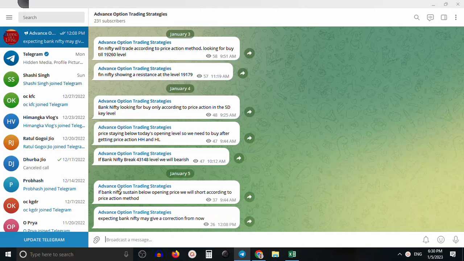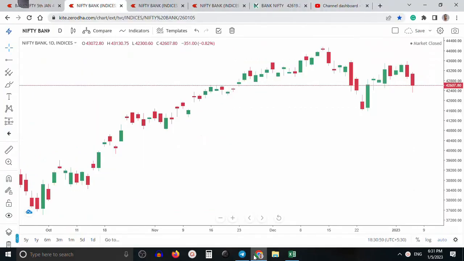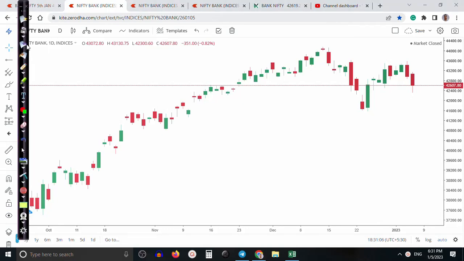If Bank Nifty sustains below the opening price, meaning today's opening price, we will short according to the price action method. So what is the meaning of that? Today morning I told that if price sustains below the opening point, I'm looking for short only. Today we can see price opened exactly, went up a little bit, and the whole day price was in a downtrend.